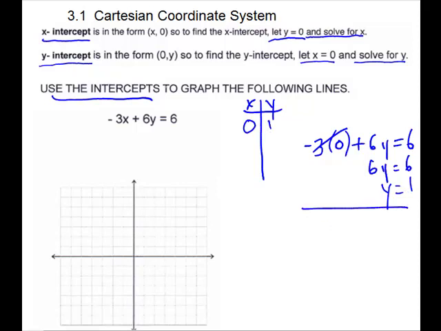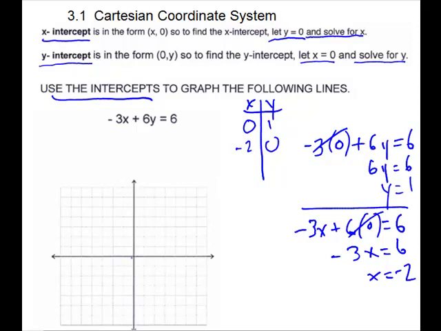Right. Then you're going to switch and plug 0 into y. So you're always choosing a 0. So negative 3x plus 6 times 0 equals 6. This one cancels. Negative 3x equals 6. Divide by negative 3. So you will get x equals negative 2.